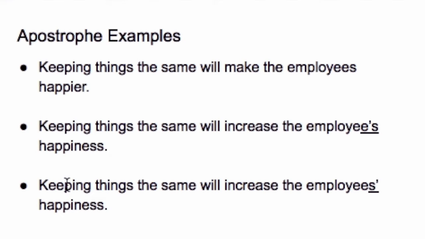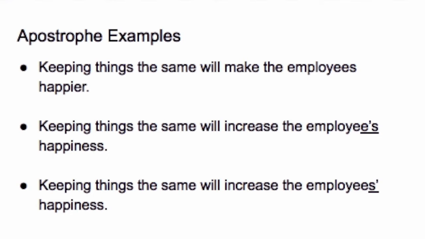Now, if you see these two bullet points here, all right, I'd like you to think about what's the difference between putting the apostrophe between the E and the S and putting the apostrophe after the S. So do you know the difference there? Well, basically, if you put it between the E and the S here, that would be talking about one employee. So that would be keeping things the same will increase this one employee's happiness. Now, if you put the apostrophe after the S, that would refer to the group of employees, meaning multiple employees. So keep that difference in mind too when you use apostrophes.